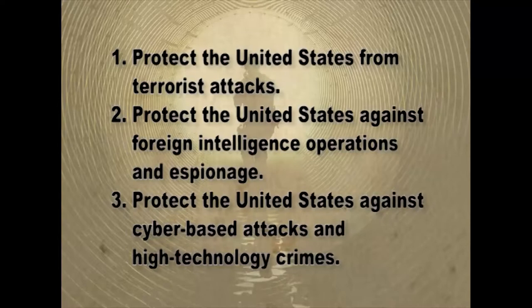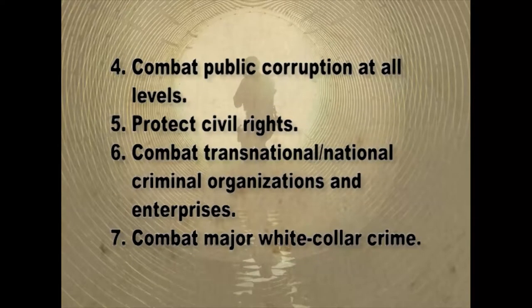of the FBI. Protect the United States against foreign intelligence operations and espionage. This is the main work of all these organizations. Compare it with RAW of India. They are also doing the same thing. Clear? Protect the United States against cyber-based attack and high technology crime. This is what, in some ways, CBI or NCRB in India is doing.